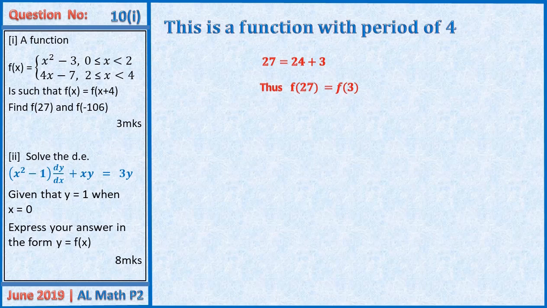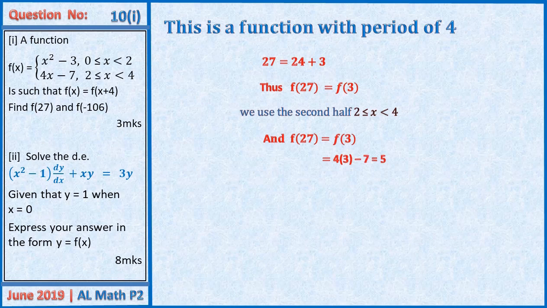Because of that 24, the function repeats that number of times, 6 times, and the next thing you just need to get for 27 is f of 3. So f of 3, which of the equations do I use? Should I use the first or the second? I see that the first one is from 0 to 2, so I cannot use it for 3 because 3 is above that. I use the second one, 4x minus 7, because my 3 lies in this interval, the second half. So f of 27 will be equal to f of 3, which is equal to 4 times 3 minus 7. That gives us 5.